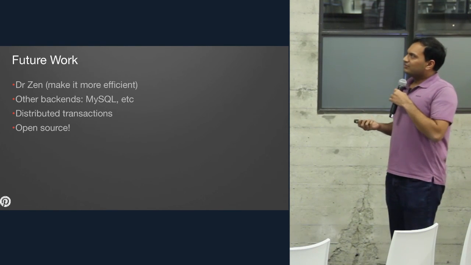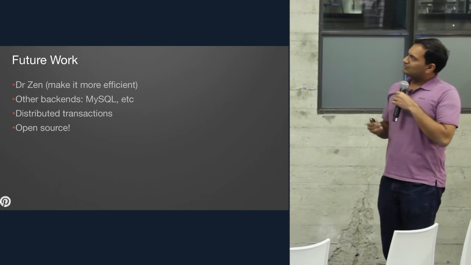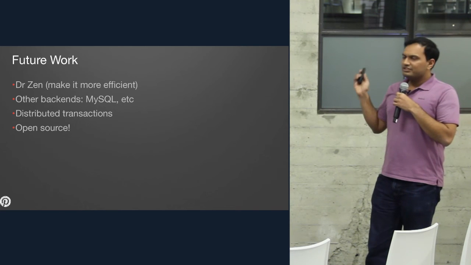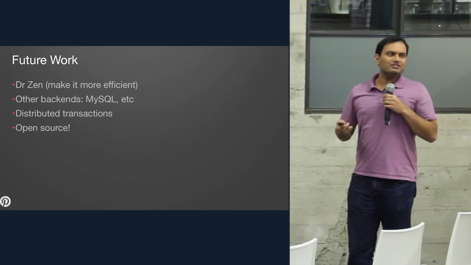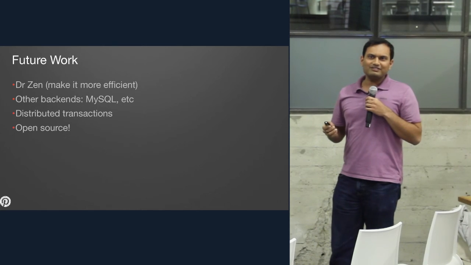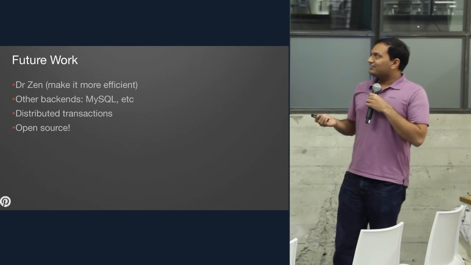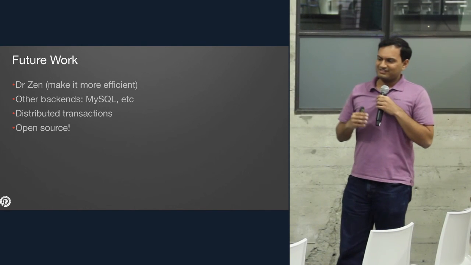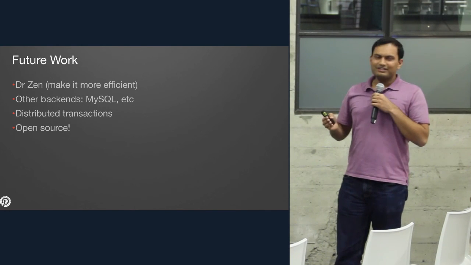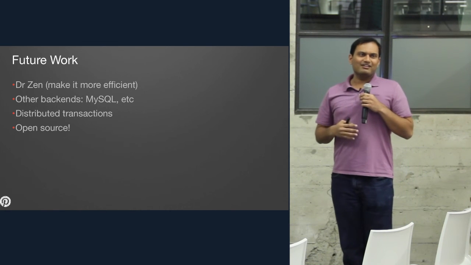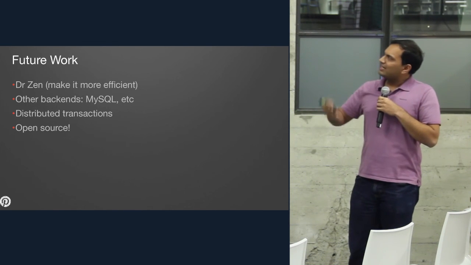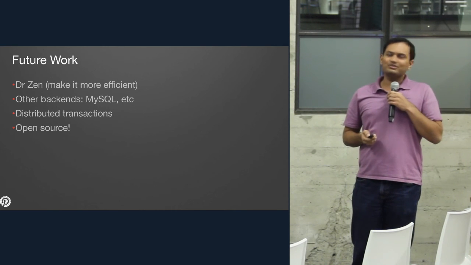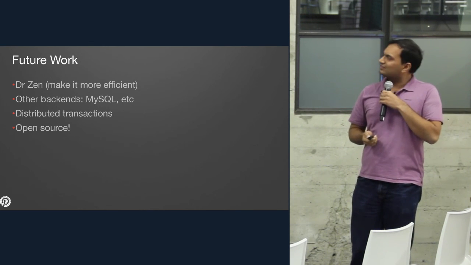So some of the future work: we are continuing to iterate on Dr. Zen. We are, as I mentioned earlier, adding other backends. We want to look into doing distributed transactions for use cases that need strong consistency and are willing to pay for it with performance. And finally, later this year, we want to open source Zen. There's a good point in the life cycle where you can think of open sourcing. At this point, Zen is pretty mature, but we are still iterating on it. In a few months, I think it'll be the right time to open source it. So we really hope to do that.